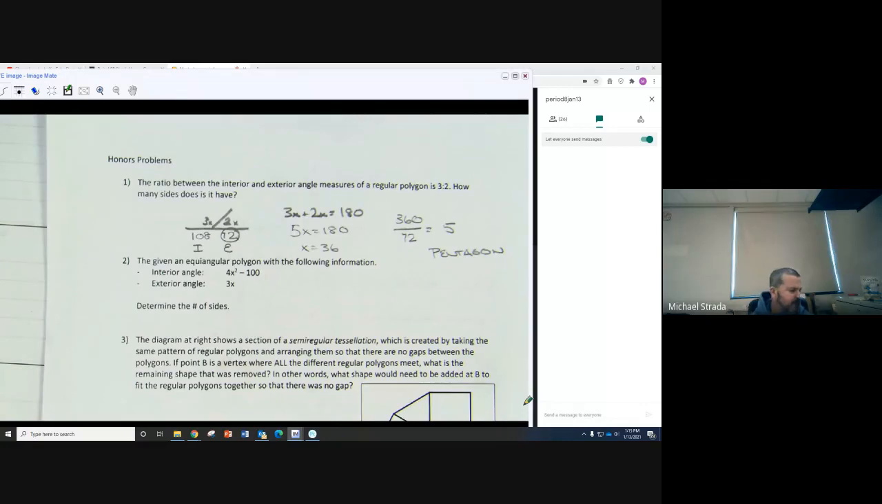So if they give you a ratio between the interior and exteriors, you give it any variable you want, make the ratio of the coefficients, add them up, set it equal to 180, and then solve from there.